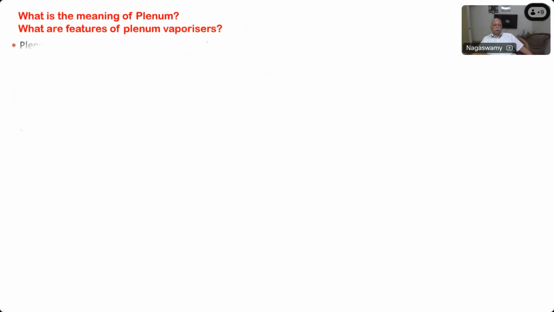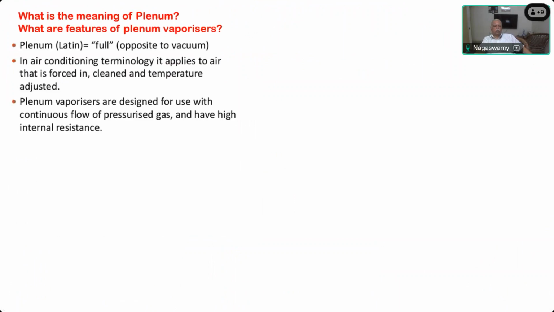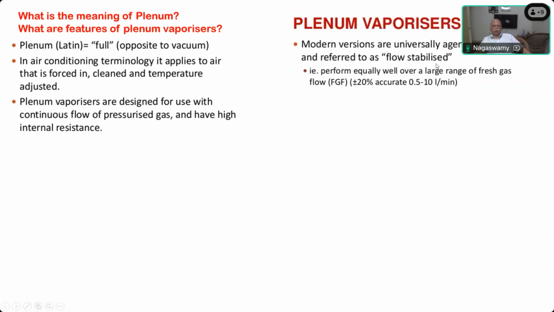What is the meaning of plenum vaporizer? This is a common word that is used for the modern vaporizer. What is the exact meaning of the word plenum? High resistance vapor. Plenum means full, the opposite of vacuum. Okay, it's a Latin word which means full. Something is completely filled up. So it was used in air conditioning terminology, applied to air that is forced in, cleaned and temperature adjusted. That is what is happening in our air conditioners. And plenum vaporizers are designed for use with continuous flow of pressurized gas and have high internal resistance. Okay? And they are the modern version of the inverter and flow stabilized, performing equally well over a large range of fresh gas flows. Now identify the vaporizer from the pictures and the clues.